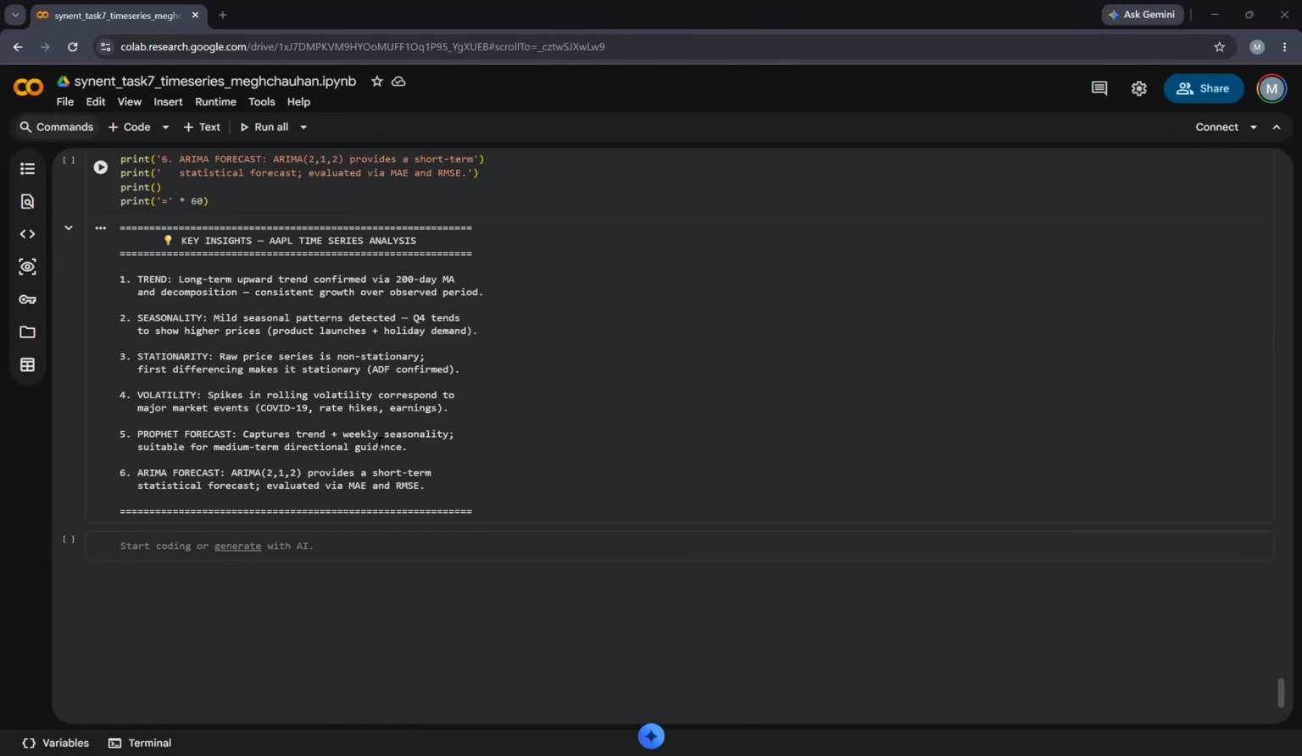Prophet forecast captures trend and weekly seasonality, suitable for medium-term directional guidance. And ARIMA provides a short-term statistical forecast evaluated via MAE and RMSE.